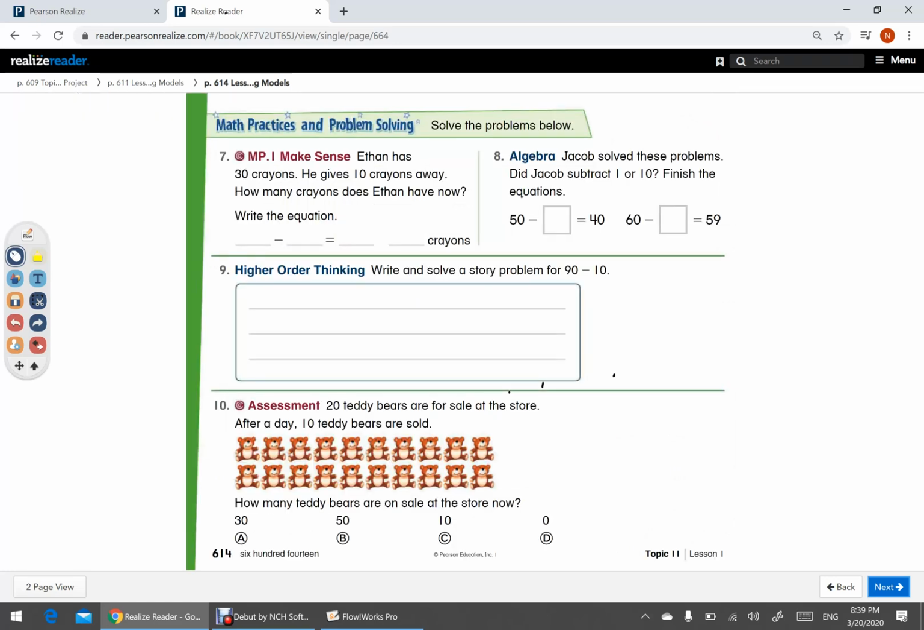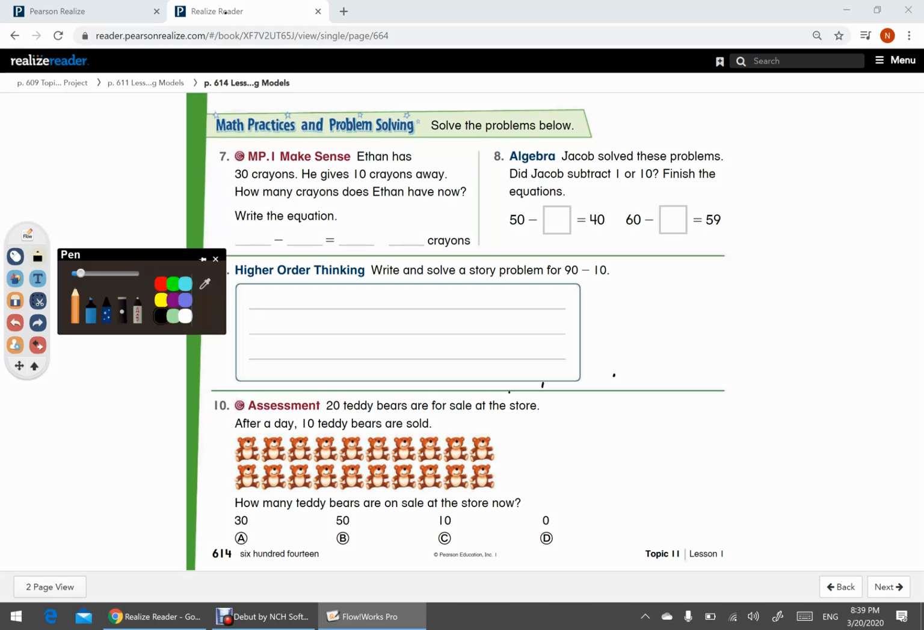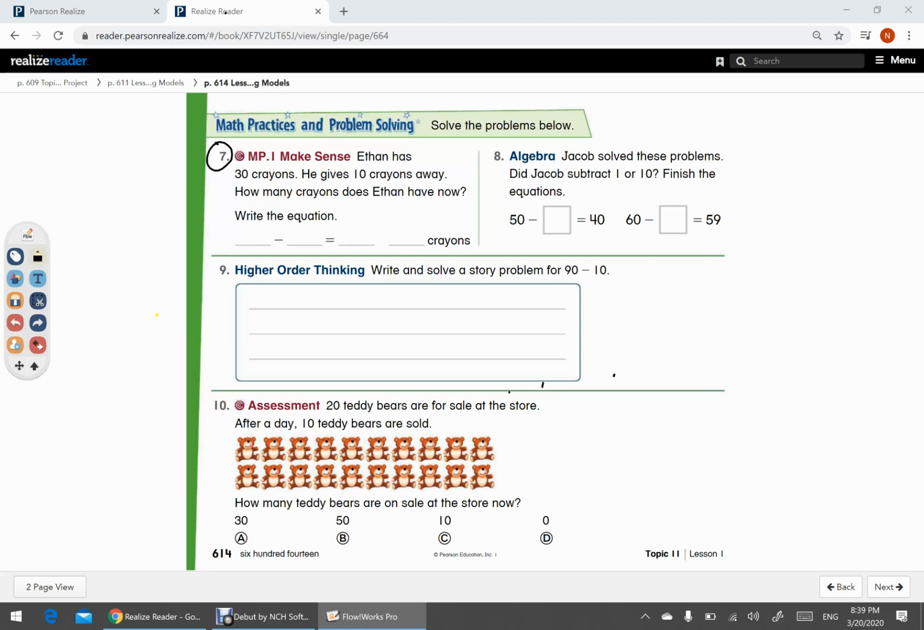Now here, the last page. Here we have the problem solving. I will solve question number 7 with you. And the remaining, you can do by yourself. Now, number 7. Ethan has 30 crayons. He gives 10 crayons away. How many crayons does Ethan have now?